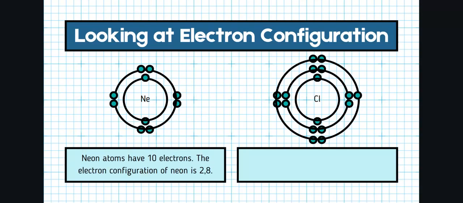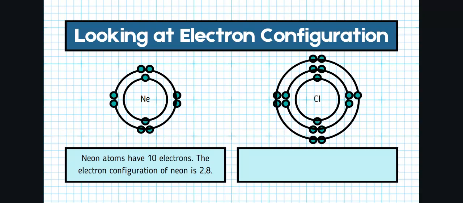Neon atoms have 10 electrons, and the electron configuration of neon is 2, 8. If you've noticed, the 2 electron shells are completely filled, but you won't need a third one because of the amount of electrons in neon.